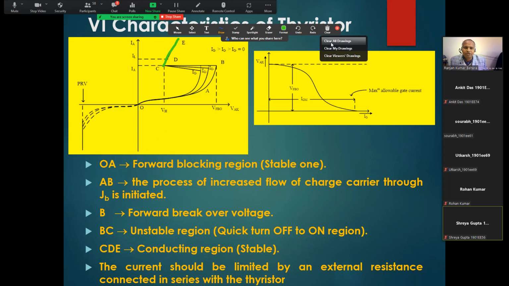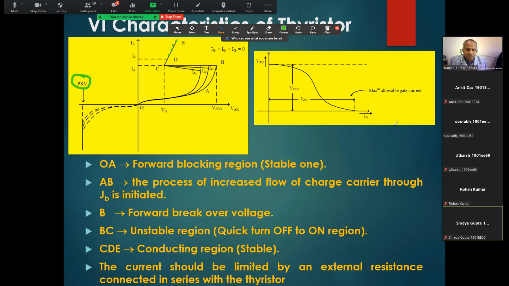According to the current, this will turn on, and the current should be limited by the external resistance. So this current may be here, or here, or here, or here. It is decided by the load current, and this is your reverse voltage. This is the reverse blocking voltage, and you can see here there is another curve.